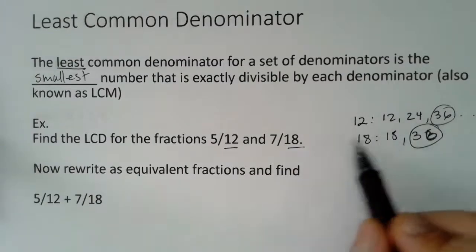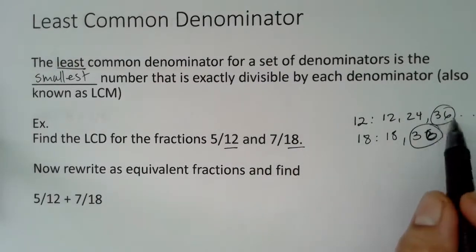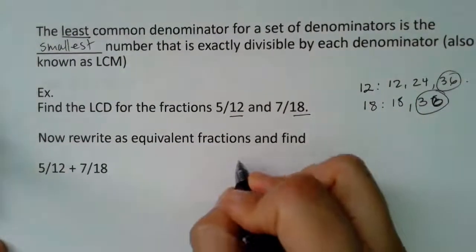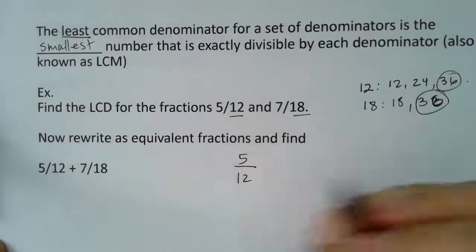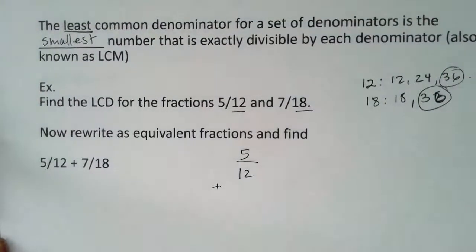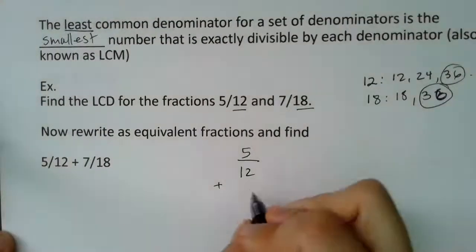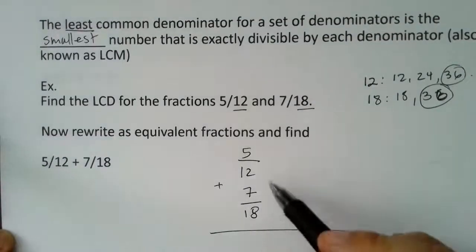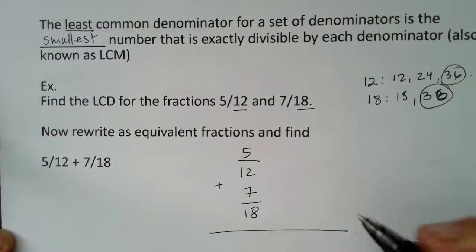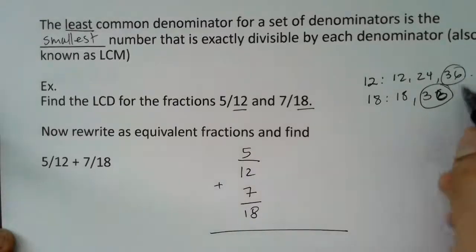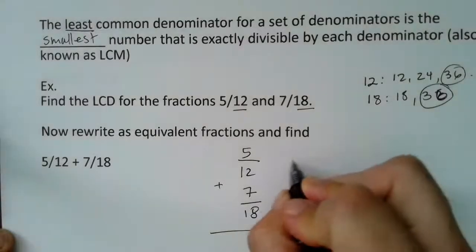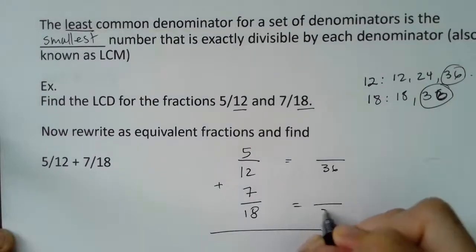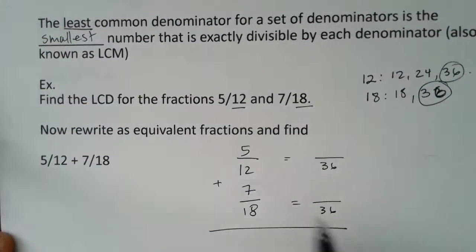But how do I get 12 and 18 to have the common denominator of 36? Well, I'm glad you asked that. So if you have 5 12ths, I'm going to do this vertically so that it can be more obvious, plus 7 over 18, right? I want to add these, but I can't because their denominators are different. So I know by finding this out that the multiple they have in common is 36. I can do something to them to change the denominator to become 36.